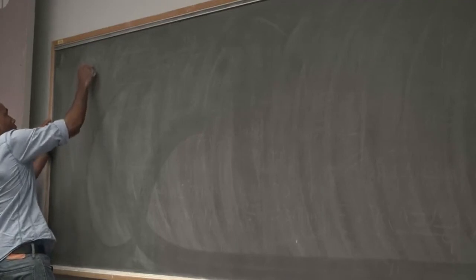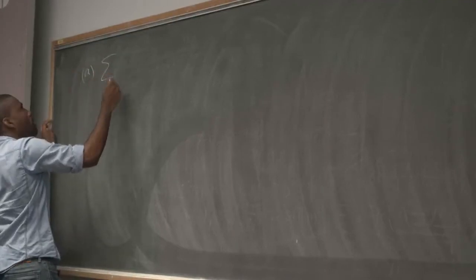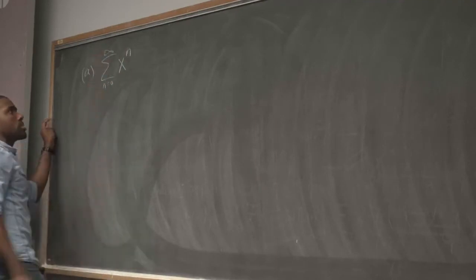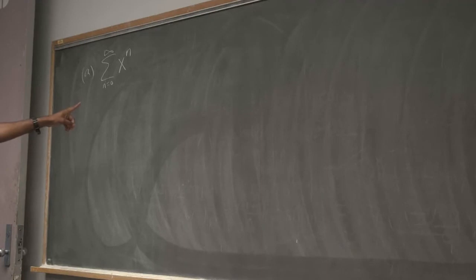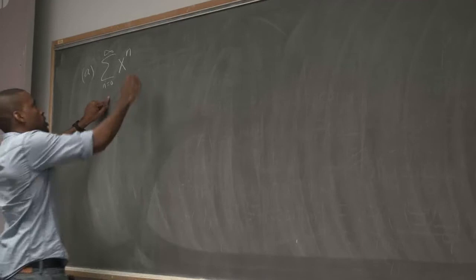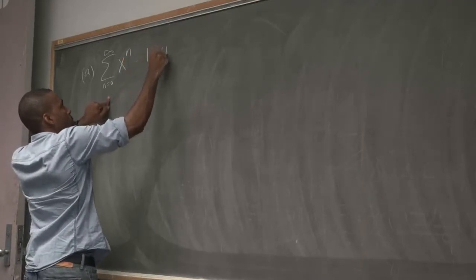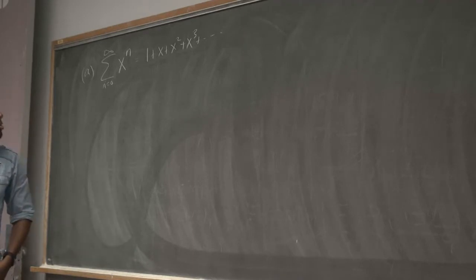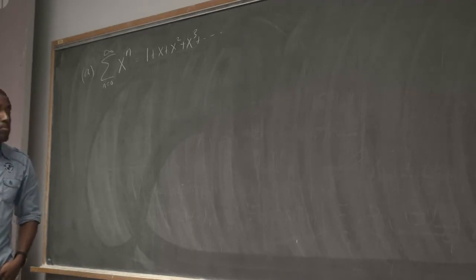So let's look at the first one. Anyone see what that guy looks like? Your c_n is just 1 for all terms, right? So this is really just like 1 plus x plus x squared plus x cubed, and so on and so forth. Now, I want to find where and when this will converge. So the idea is to employ the ratio test.